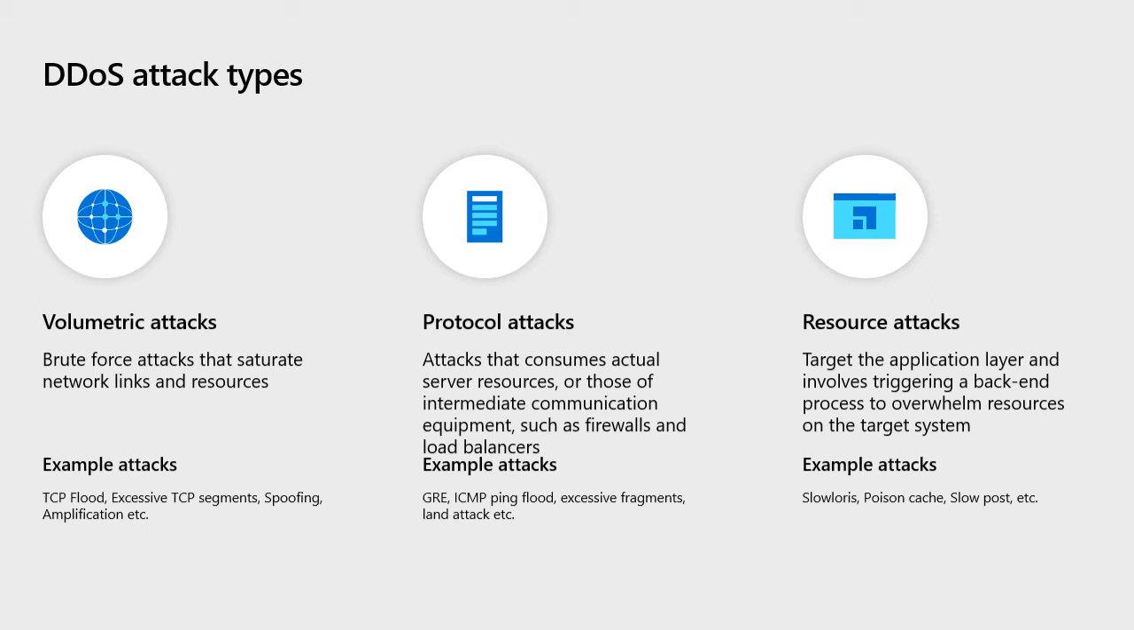The third type of DDoS attack is also called a resource attack, wherein it targets a specific application layer and involves triggering a back-end process to overwhelm the resources of the target system. An example here is that the DDoS attack happening in your network right now may not be saturating your entire network, but it is actually making multiple requests to an application server, which then multiplies the number of requests to a SQL server, and then your SQL server goes down. Its CPU usage goes up, rendering the entire application useless.